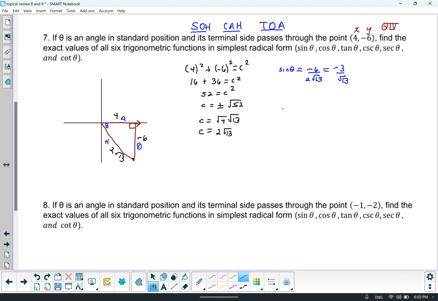Leave some space, and I'm going to now find the cosine of the angle. Well, the cosine is the adjacent side, which is 4, over the hypotenuse, which is 2 rad 13. And the 4 is divisible by 2, so this simplifies into 2 over rad 13. And again, we'll rationalize it at the end. You'll see why in a moment. And tan of theta is opposite, so -6, over adjacent, which is 4, and so that simplifies to -3 over 2.